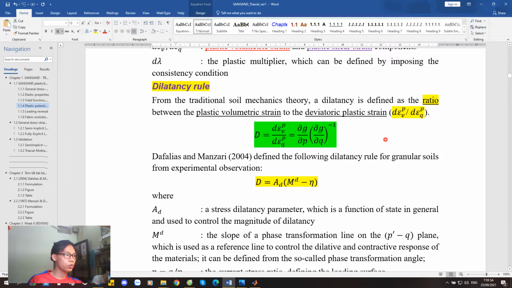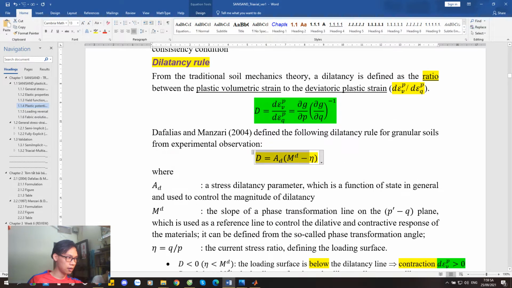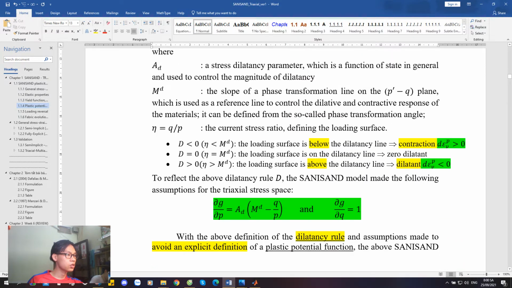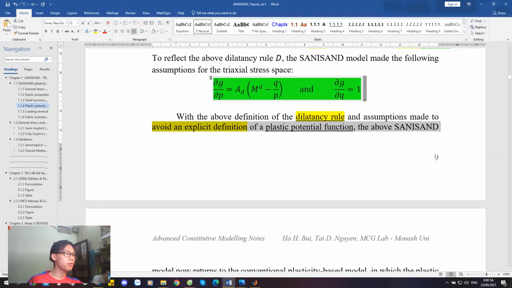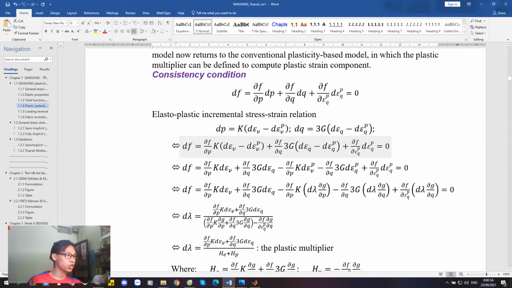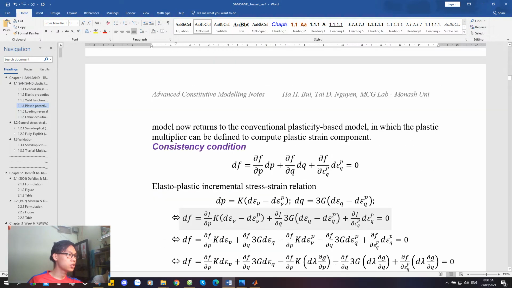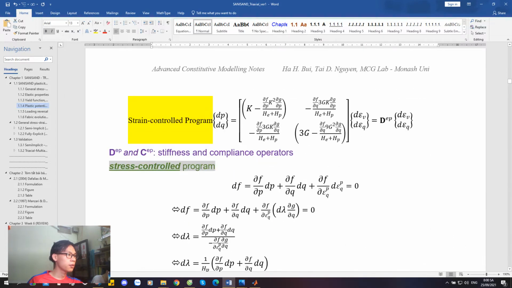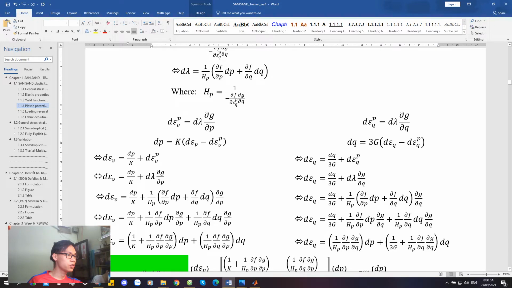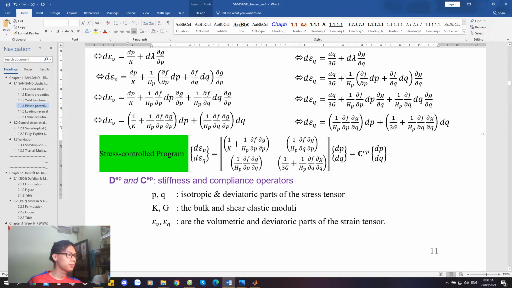With the dilatancy rule, we have used D like that, as defined in Manzari 2004. So we have the derivation dr on dp and dr on dq like that. That is zero, meaning avoid an explicit definition of the plastic potential function. So we still have the consistency condition, but it actually looks like Simpson. Strength control like that, and strength control like this.